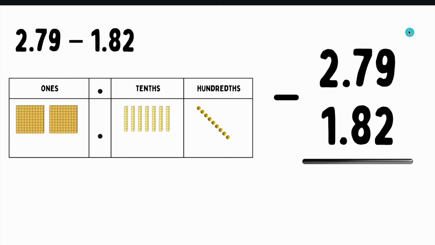Now let's start by subtracting the digits in the hundredths place. In the hundredths place, we have 9 minus 2. Let's subtract 2. 1, 2. We notice that we still have 7 hundredths.